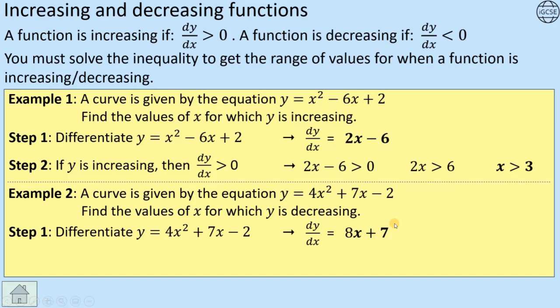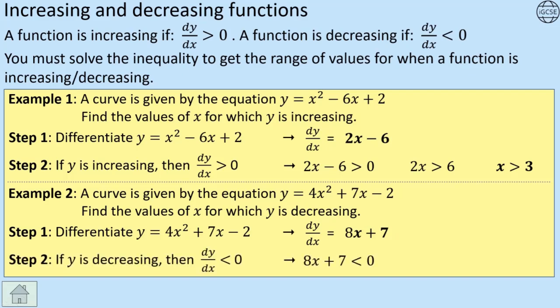And then we now introduce the bit where it says less than 0, so x plus 7 is less than 0. Take the 7 across, becomes minus, divide it by 8. So we're saying x must be less than minus 7/8, and that would be our solution for this particular kind of question.